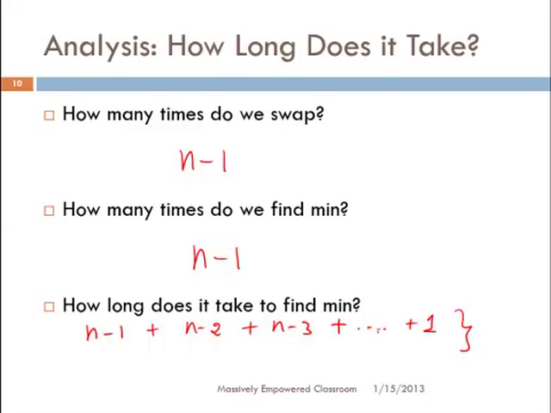Now this sum appears to be greater than those, right? There are many more terms here than n minus 1. So we need to compute this to find the time complexity. In other words, the number of swaps and the number of calls to find the minimum are going to be much smaller than the total number of comparisons done in finding the minimum. So let's actually compute that.